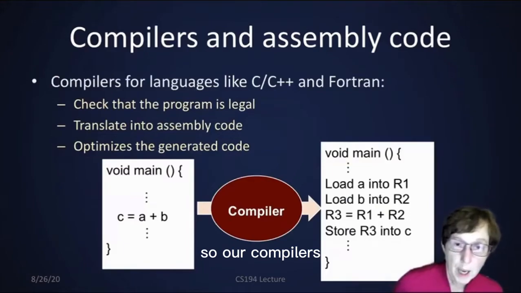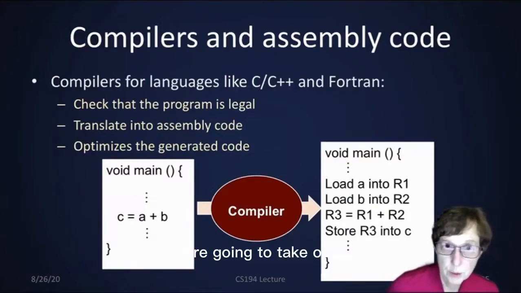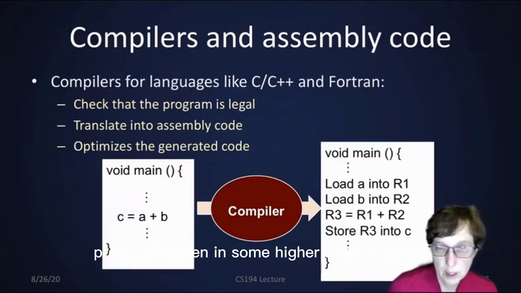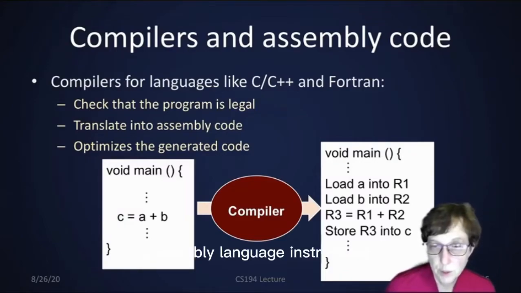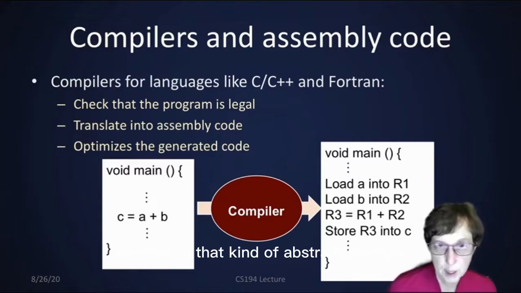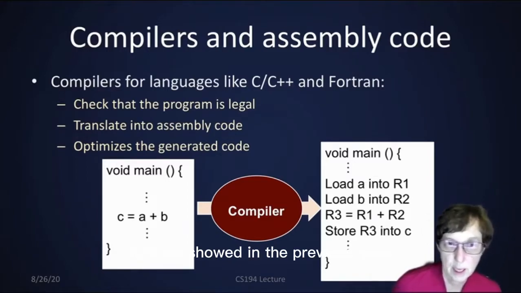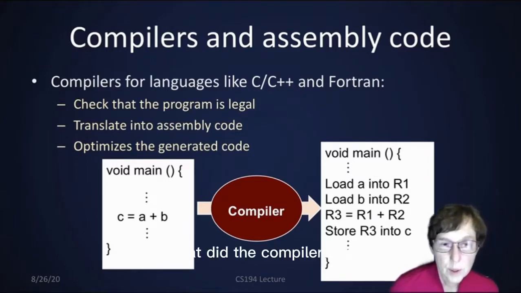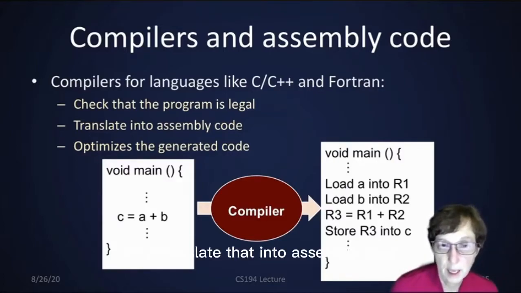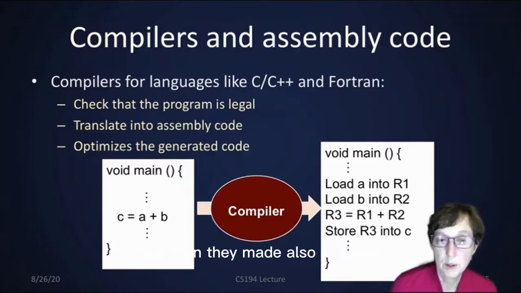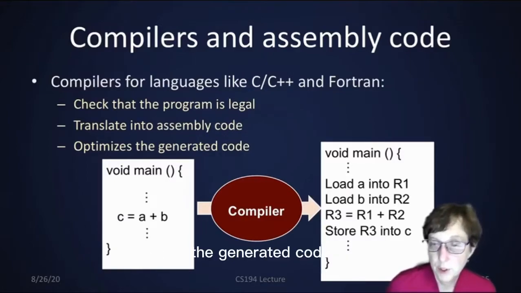So our compilers are going to take our program written in some higher level language, in this case, something like C, and turn it into assembly language instructions that are then going to operate on that kind of abstract machine that we showed in the previous slide. So what do the compilers do? Well, they check to make sure the program is legal. They translate that into assembly code, and then they may also optimize the generated code.